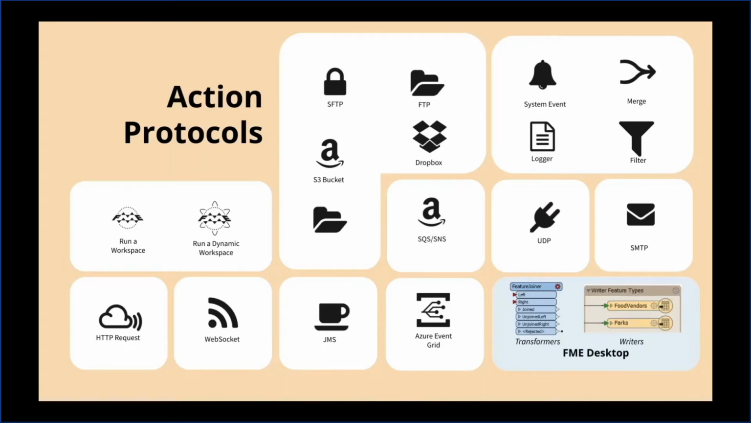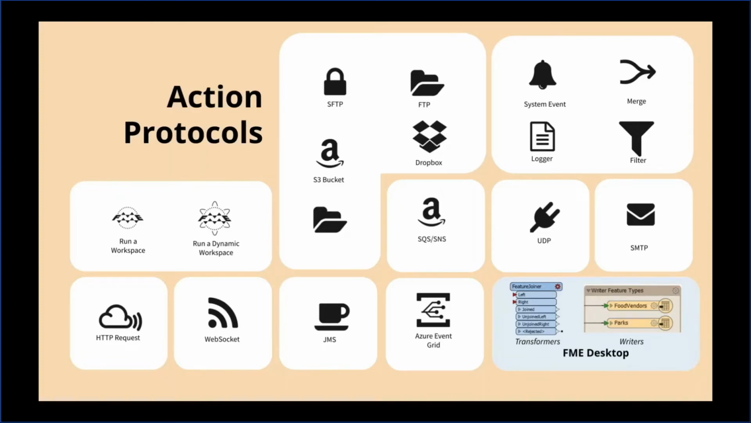The distinction between Desktop and Server actions can become even more blurred when you consider that a lot of these protocols have an equivalent transformer in FME Desktop. So the FTP action is a lot like an FTP caller. We also have a Dropbox connector transformer, S3 connector, and we have a Dropbox external action and S3 external action, as well as emailer.